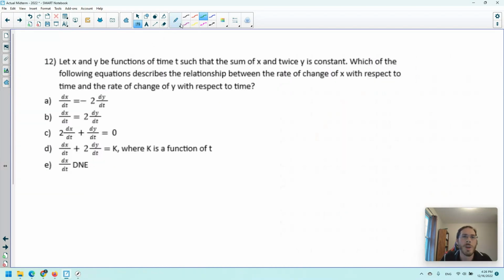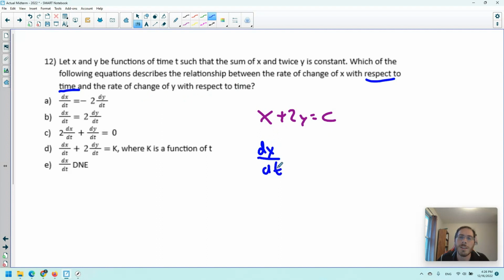For 12, let x and y be functions of time such that the sum of x and twice y is constant. Which of the following describes the relation between the rate of change of x with respect to time and the rate of change of y with respect to time? So this is kind of tricky. We have to do the derivative with respect to time.